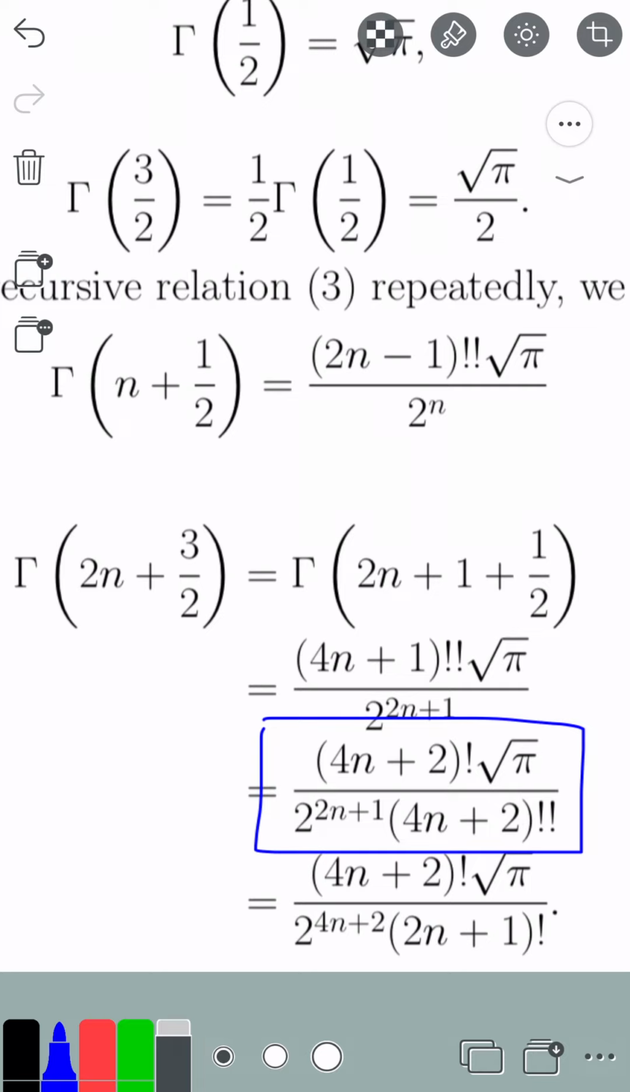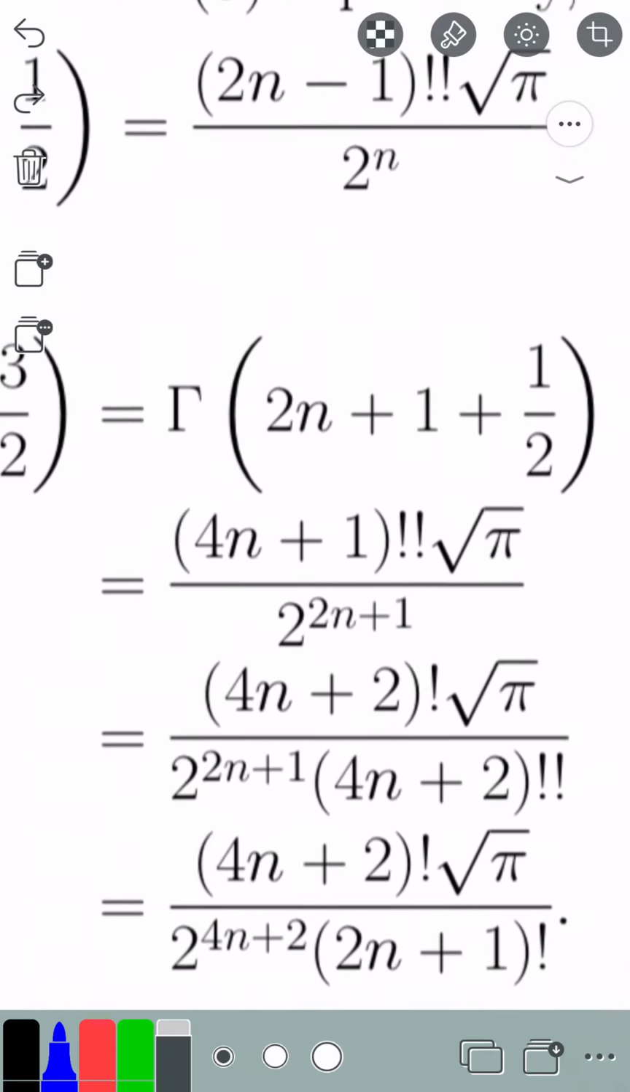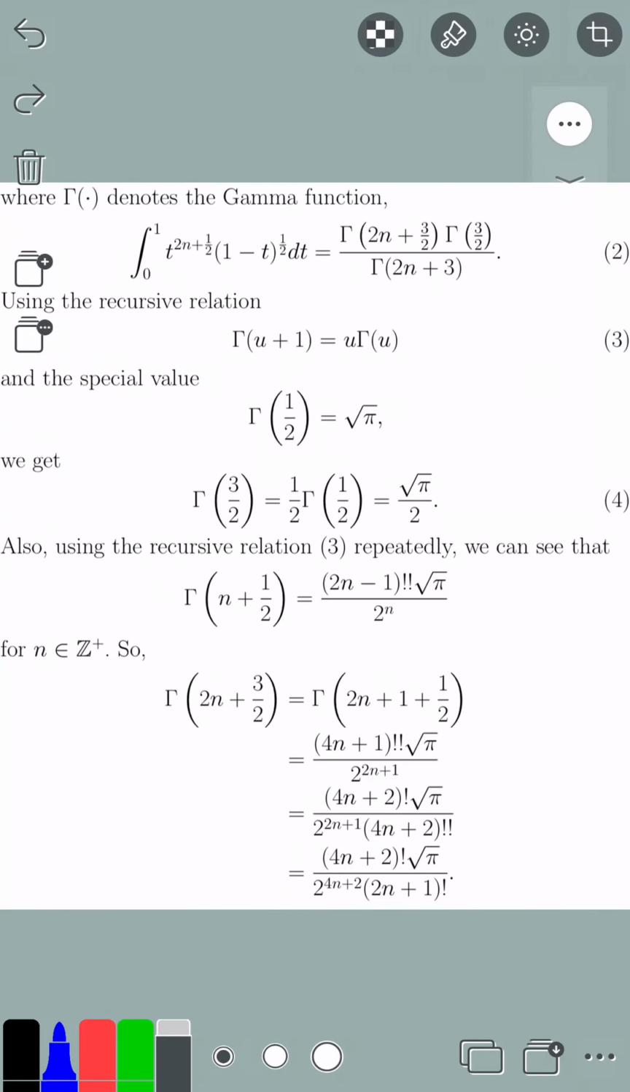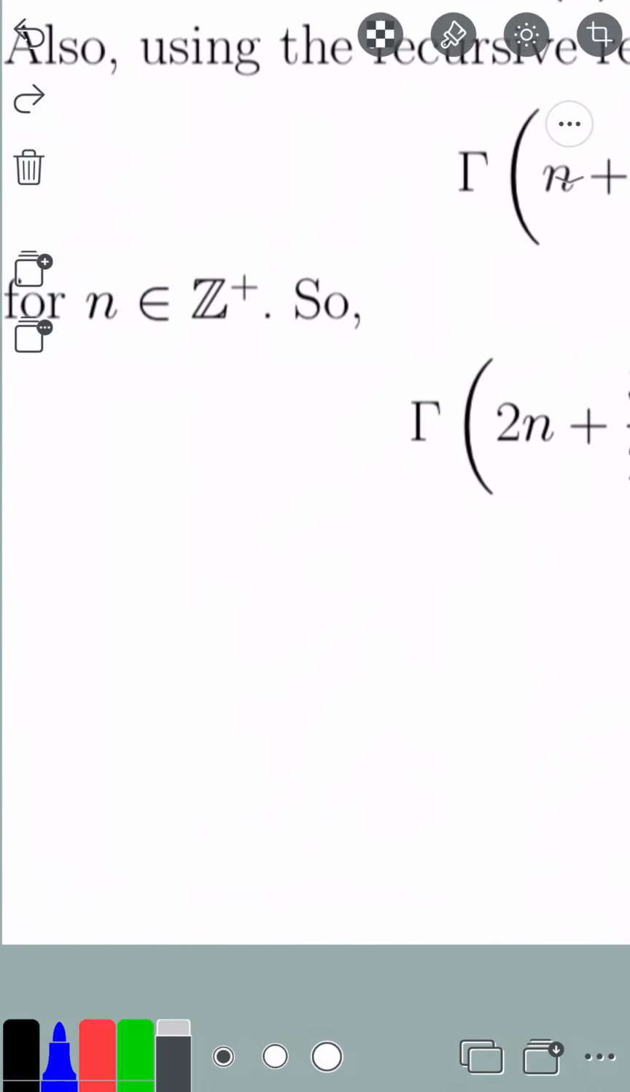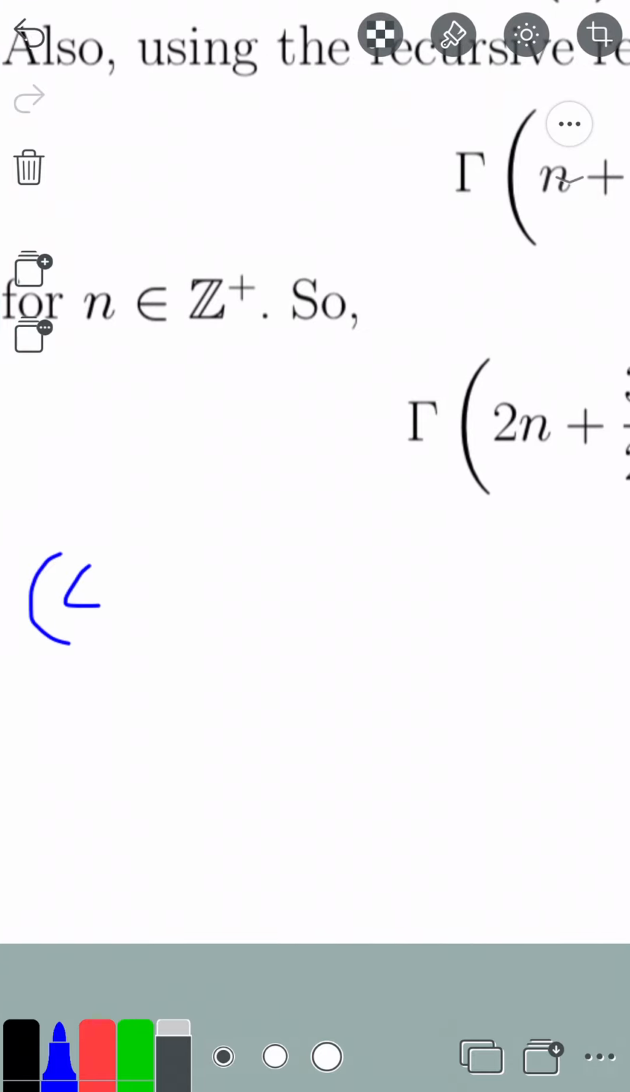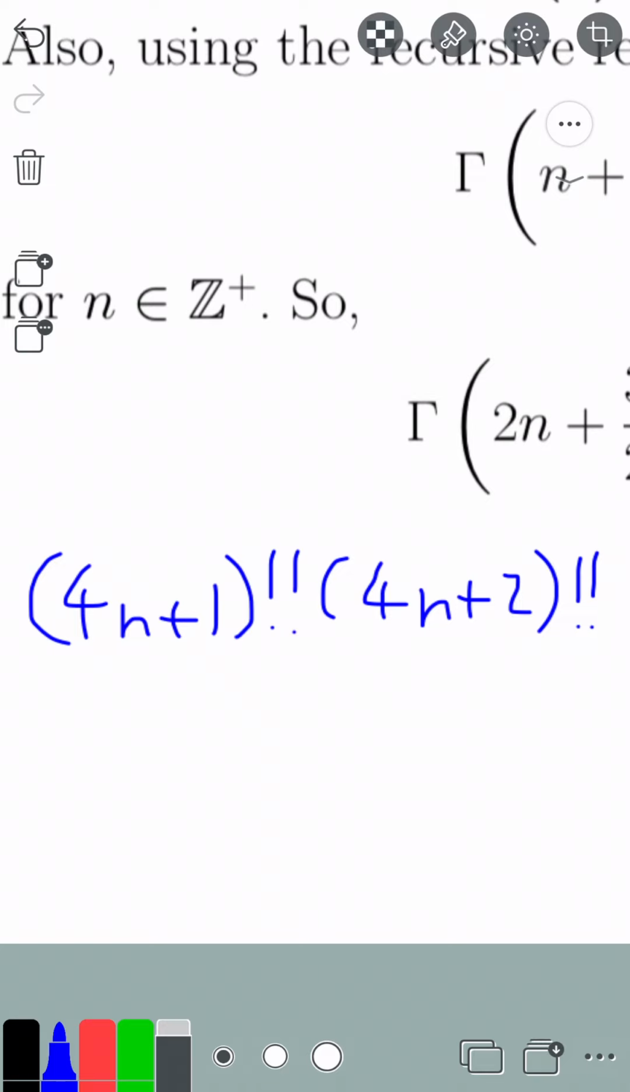And notice that, well, maybe I should explain the multiplication of the two double factorials first. So I'm going to use this space here. So we just did 4n plus 1 double factorial times 4n plus 2 double factorial is equal to 4n plus 2 factorial.